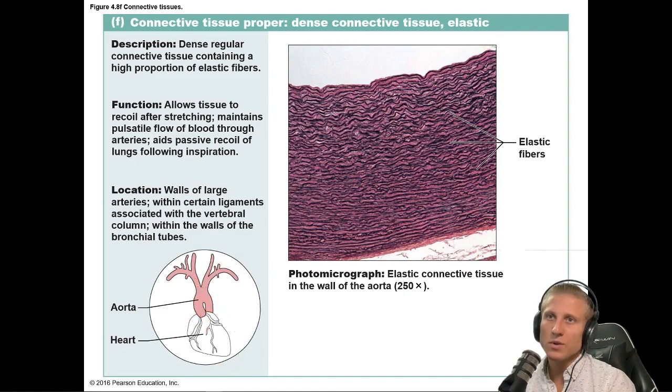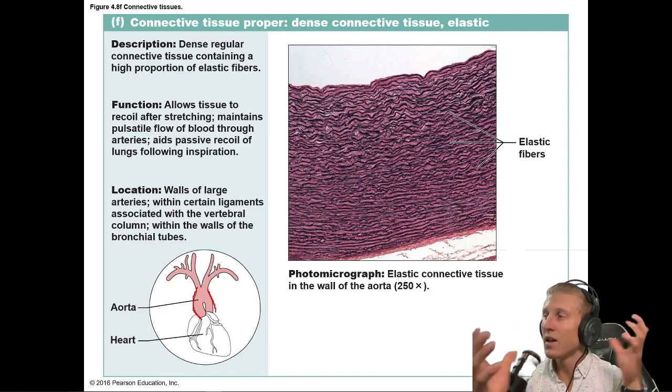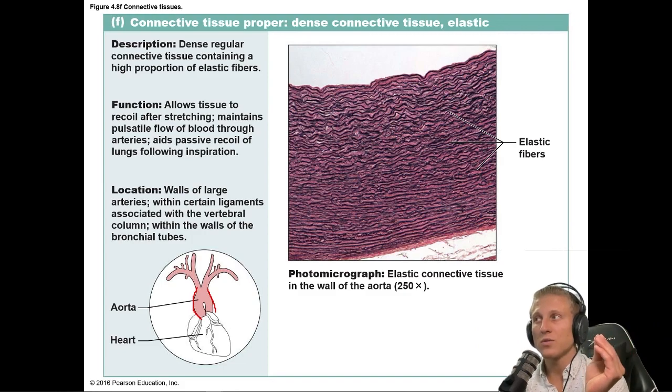excuse me as I erase things, every time that happens, the hydrostatic pressure in the aorta is going to increase substantially. And so we want that to be able to accommodate a certain degree of stretching. But then after that stretching, when the ventricle is done contracting, return back to its original shape. So that's a very important example of where we would see elastic tissue.